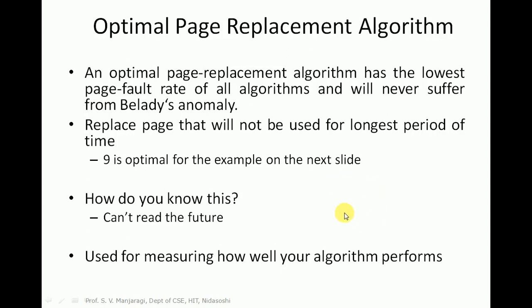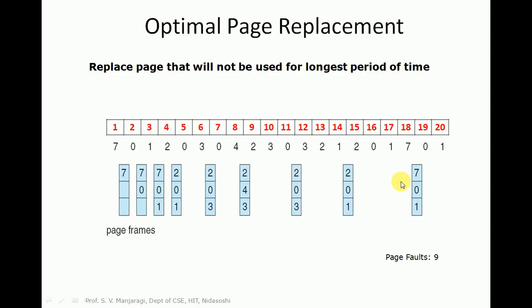Now we shall take the same example, and see how many page faults it is going to make as compared to the first in first out page replacement algorithm. The technique is very simple. Let's recall: replace a page that will not be used for the longest period of time in the future memory page references.